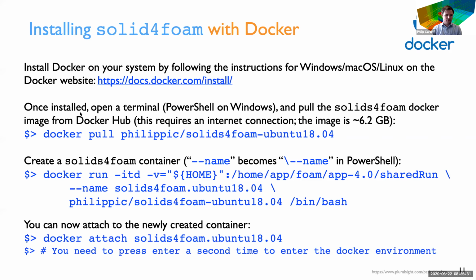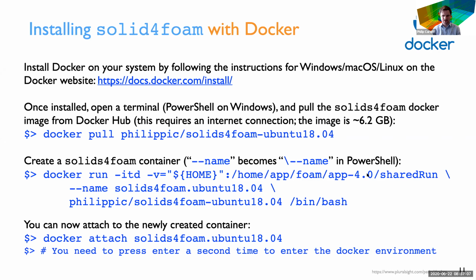So once you've got Docker installed from the official website, you can open a terminal, or if you're on Mac or Linux, or PowerShell on Windows, and you can pull down a public solids4Foam image. From here, this is my Docker Hub account. So that'll download a working version of solids4Foam built with Foam Extend 4.0 built on top of Ubuntu 18.04.